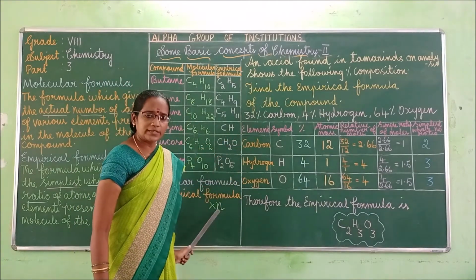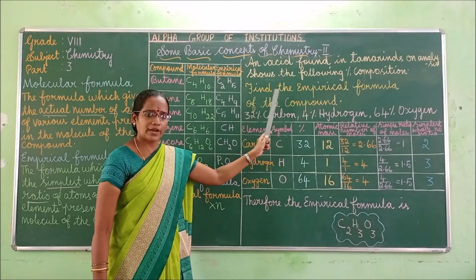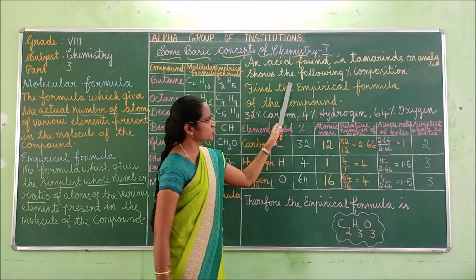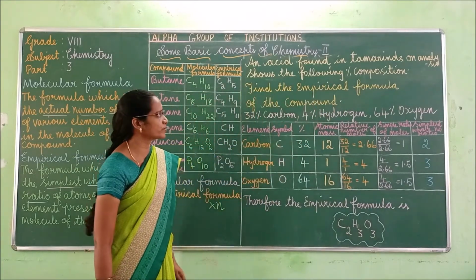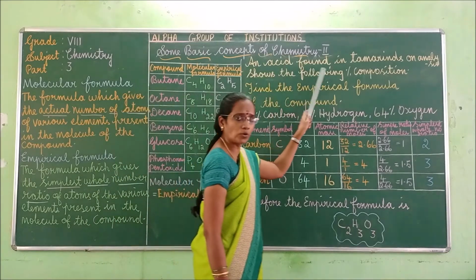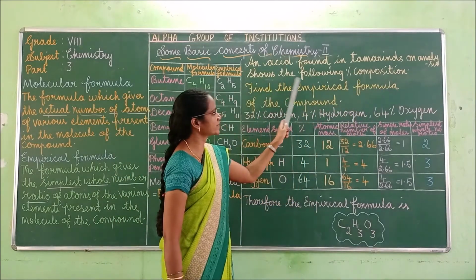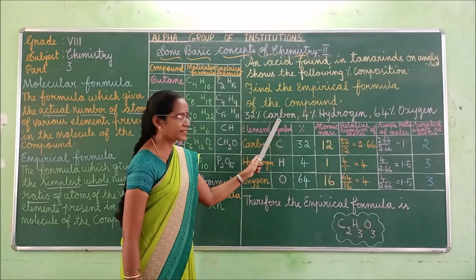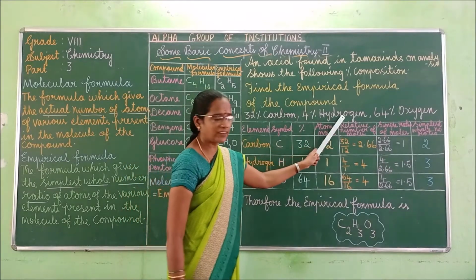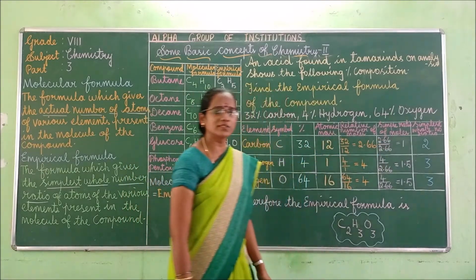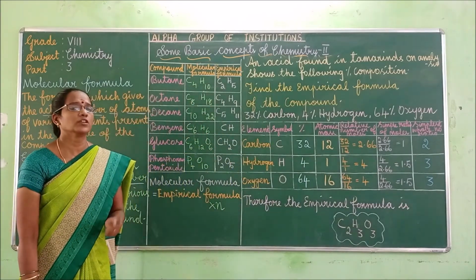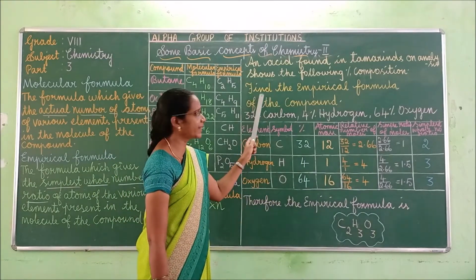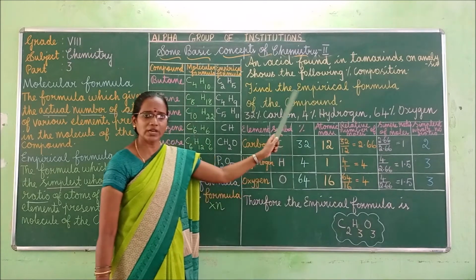Based on this, we will solve one problem now. An acid found in tamarinds on analysis shows the following percentage composition. Percentage will be given to you. What is given? 32% of carbon, 4% hydrogen, as well as 64% oxygen is given. What do you have to do? You have to calculate the empirical formula. That's the question. You have to find out the empirical formula of the compound.